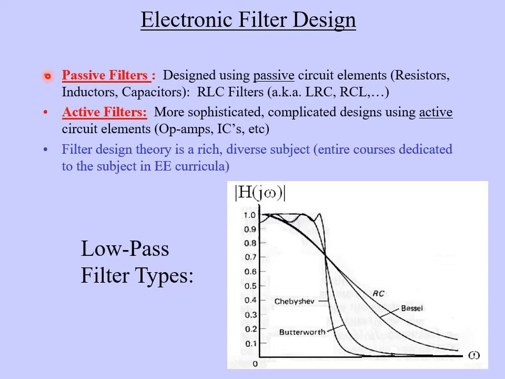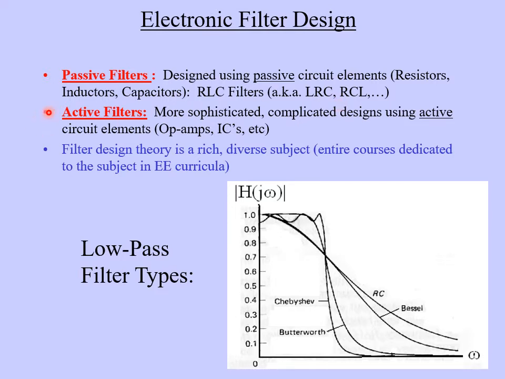A passive filter is designed using passive circuit elements. This includes resistors, inductors, and capacitors. These are typically called RLC filters, for resistance, inductance, and capacitance, and you can put these letters in any order. You'll sometimes see this called an LRC filter or RCL filter, etc.